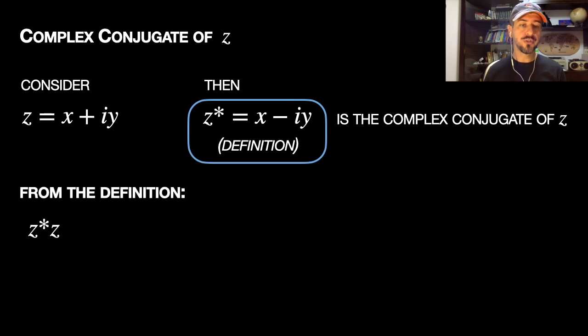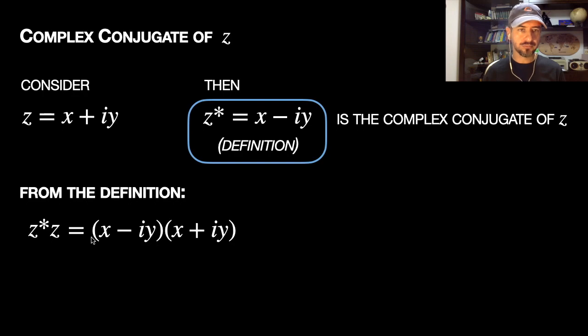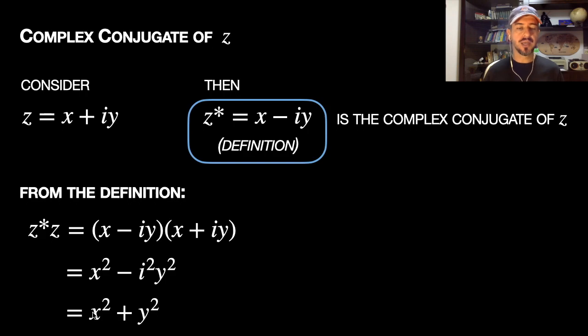From the definition, if we do the multiplication of z star by z, or z and z star, the order doesn't matter here, we will have x minus iy multiplying x plus iy. The result is going to be x squared, and we will have here minus i squared y squared. The crossed terms are going to cancel each other. And i squared, we know that it is minus 1, so the result is x squared plus y squared.